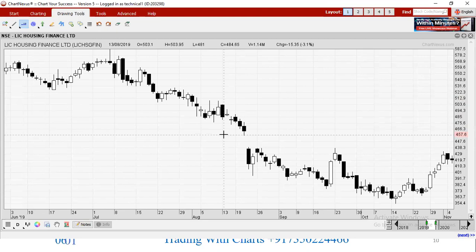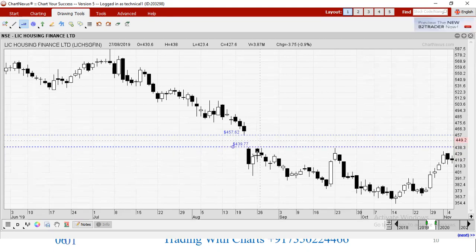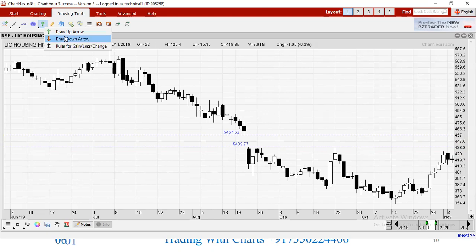So you can draw one horizontal line at the low. You can draw another horizontal line at the high of this candle. Let me check once again. Sorry, the high was 439. So from 439 till 457, this is the gap area. This is the potential supply zone, resistance zone. Very high chances that if price appears in this gap area, it may reverse. So you can see how beautifully price took a U-turn from this gap area.